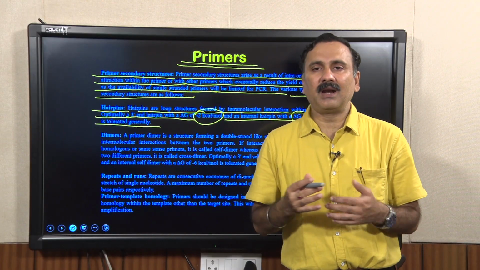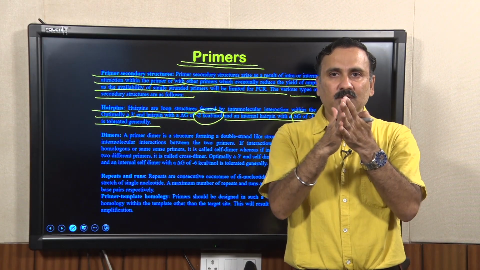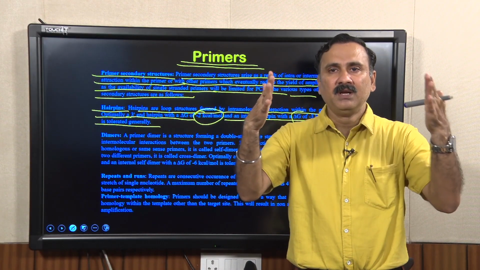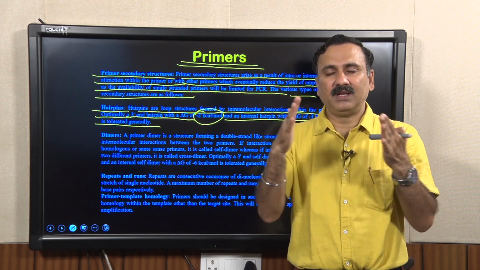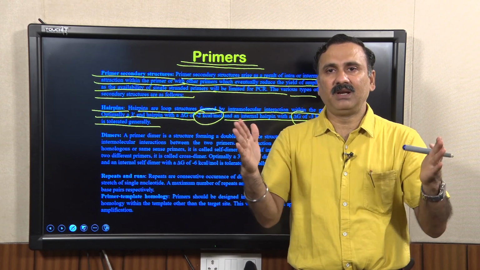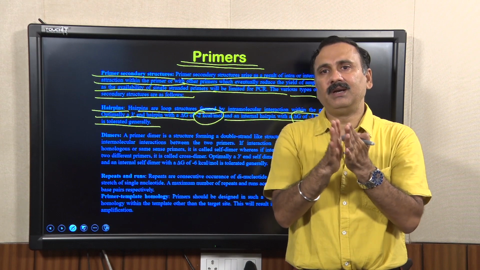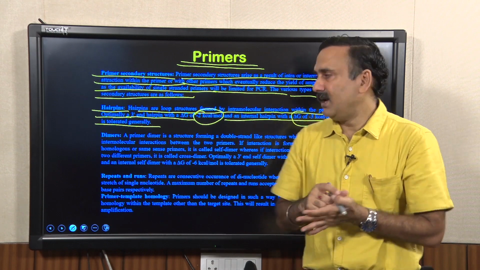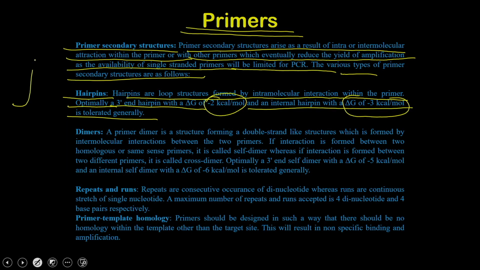So, hairpins are like a double-stranded DNA. When the primers have internal symmetry, they will come and close together, and that is how it gives you hairpin-like structures, where one part of the DNA is going to fold.